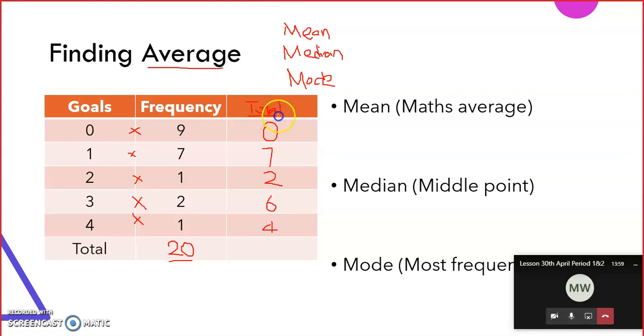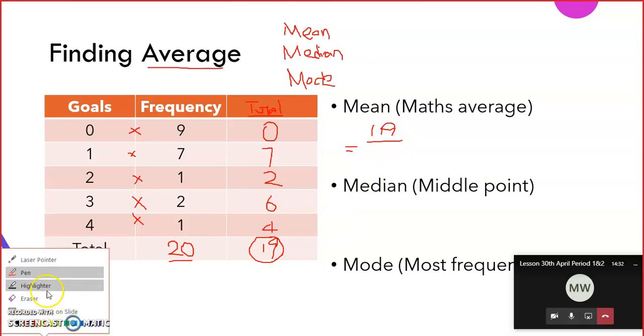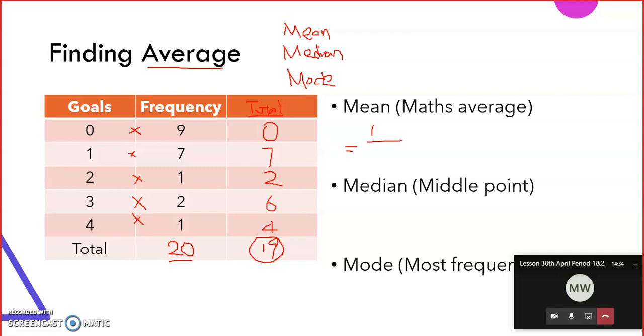That shows me how many goals in total, so instead of looking at each match, we can look at a total score. So we can add things up: 0 plus 7 is 7, plus 2 is 9, plus 6 is 15, plus 4 is 19. So out of the 20 matches, this guy scored 19 goals. If we need to find the mean, we use the sum, which is 19 here. So use the number 19 divided by 20.